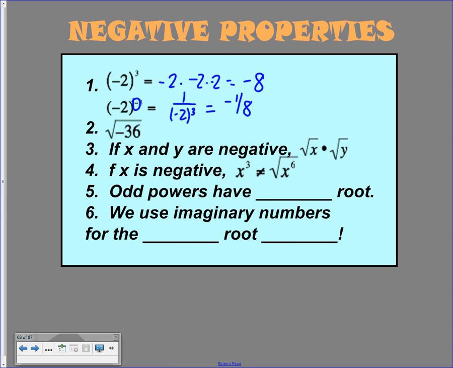And then the square root of negative 36. Well, in order to square root a negative, you need to have imaginary numbers. So that's where we would just plug in an i there. So take the square root of positive 36, 6, add an i, and then anytime you square root something, you always have your plus or minus.